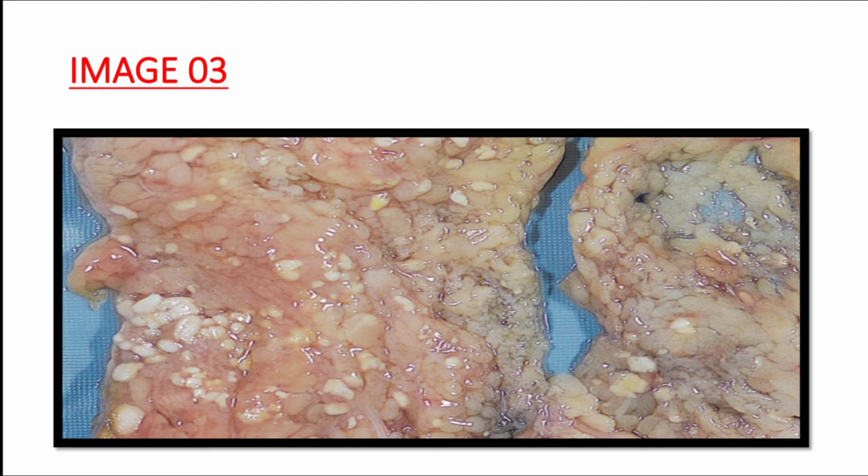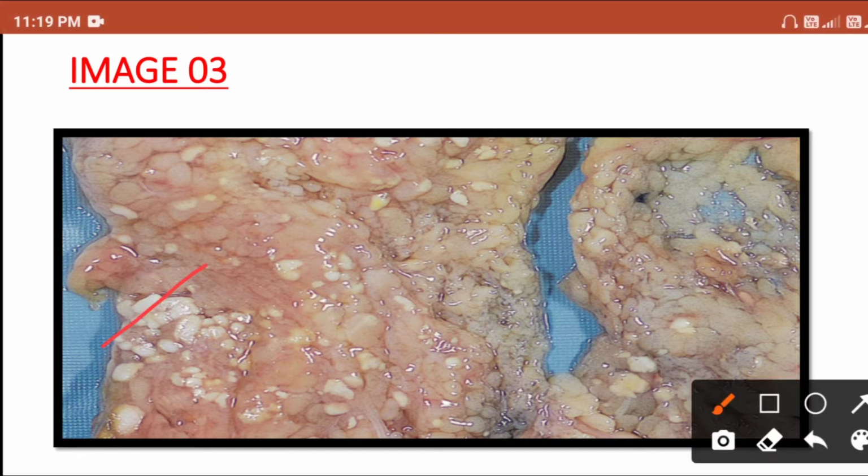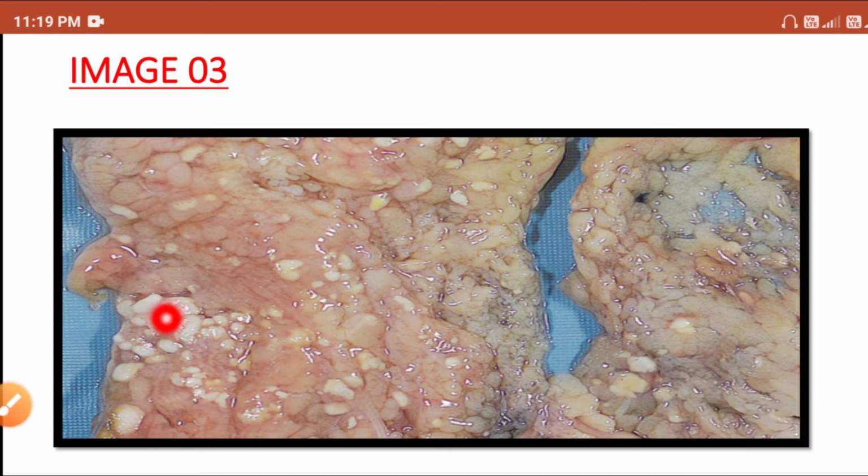You can see the fatty area. These all are fatty areas. And in between this yellow fat, you can see the whitest area in between the yellow area. So this whitest area is the pathological one, and this is the example of fatty necrosis.